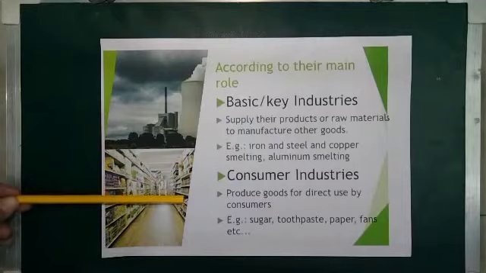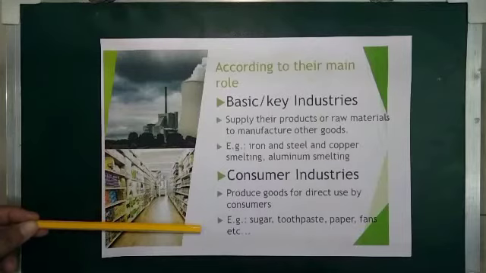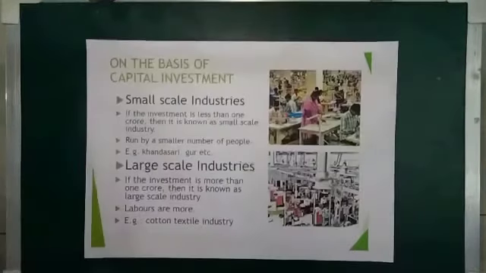Consumer industries. Those industries which produce goods for consumers are called consumer industries. Finished goods of these industries are directly sold in the market for consumers. Example, sugar, toothpaste, soap, bread, etc.